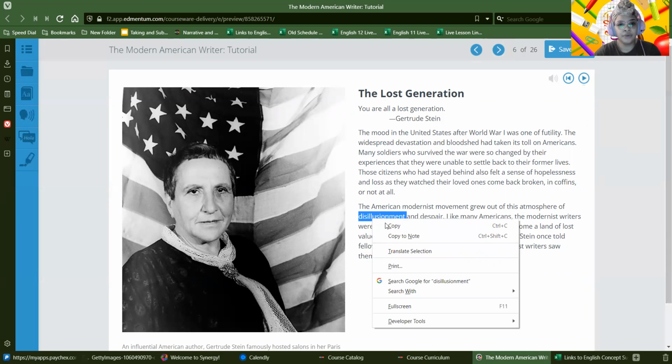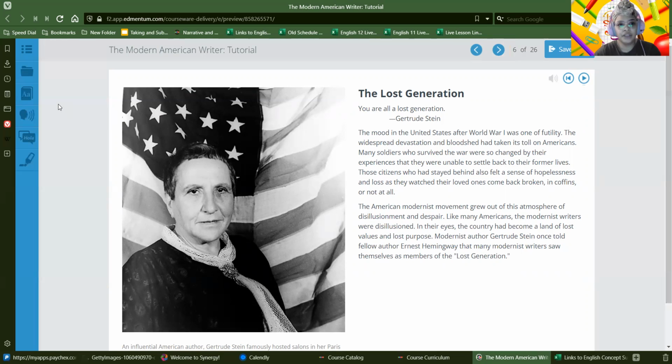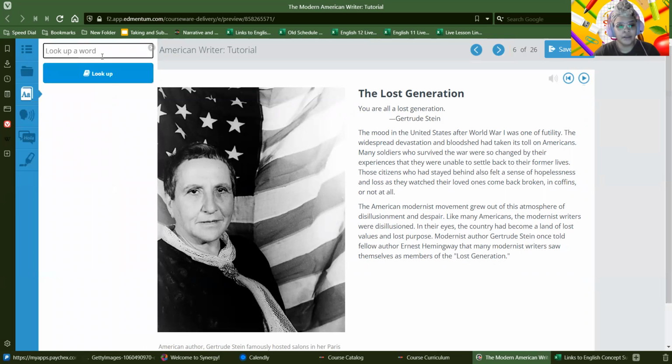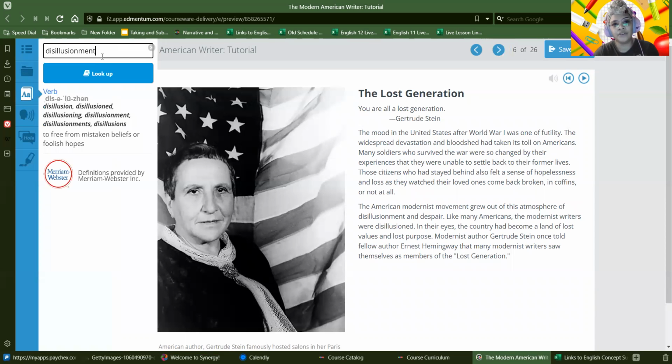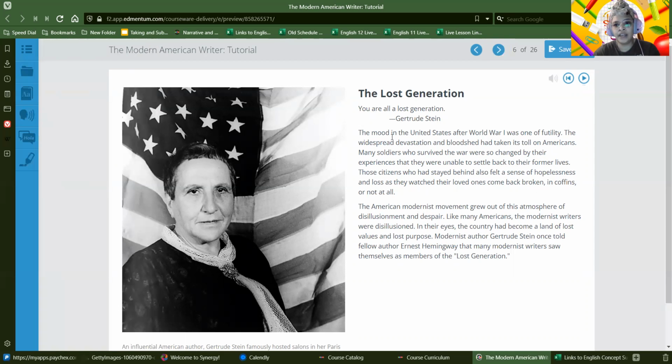Disillusionment is a big old word. So what we're going to do is make use of the dictionary resource that we have here and look it up just to make sure everybody knows what I'm talking about. To free from mistaken beliefs or foolish hopes. So basically the idea that they were fighting a noble war, that people were dying for a good cause, was really hard to believe when you got to see, during the realism era before, people coming back and describing their experiences, describing how horrible it was. And it's really hard to see all those things, to go off to war and then try to settle back into a normal life after.